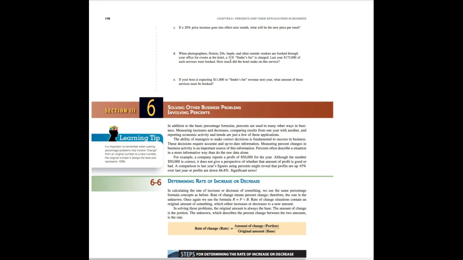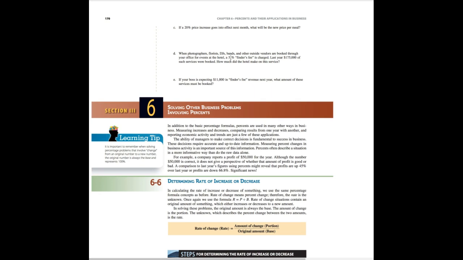Now we're going to take a look at Chapter 6, Section 3, Solving Other Business Problems Involving Percent. In addition to the basic percentage formulas that we just covered, percents are used in many other ways in business. A lot of times we talk about increases and decreases. We compare results from previous years to the current year. And we also use it to report economic activity and trends that are happening in a business and industry.